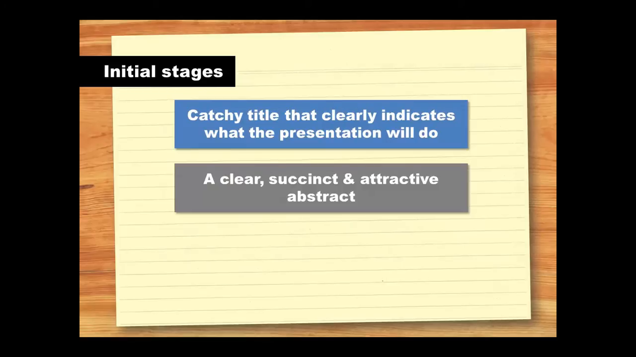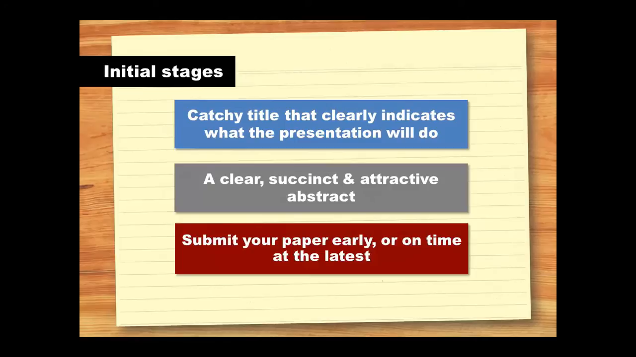You also need a clear, succinct and attractive abstract that relates to the conference's themes. Make sure that you stick to the word limit that the conference organiser sets. It is also vital that you meet the deadline. Late submissions suggest poor planning and preparation. In order to maximise your chance of getting your paper accepted, follow the conference organiser's instructions exactly.